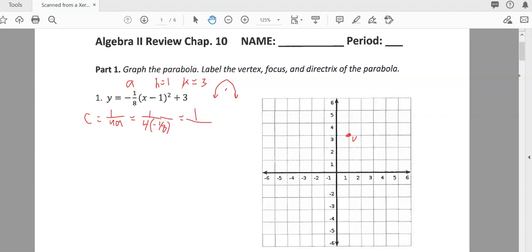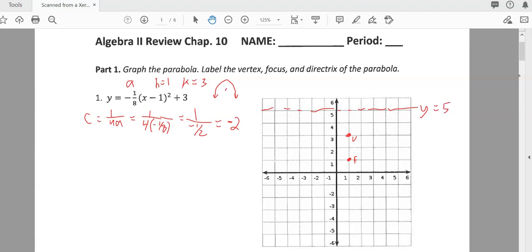So we have 1 over, that's -4/8 or -1/2. Dividing by fractions is like multiplying by reciprocals, so it would be 1 times -2, or -2. So C is -2, so I'm going to go down 2 units. Again, I knew it was going to be down below, so that's the focus point. Up 2 units would be my directrix, y equals 5.